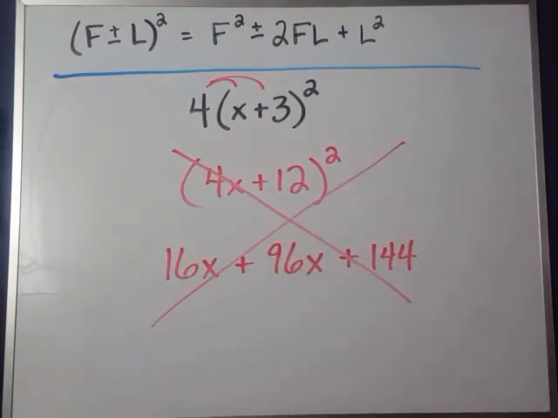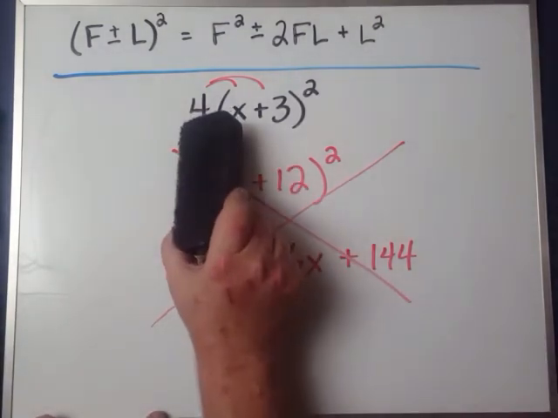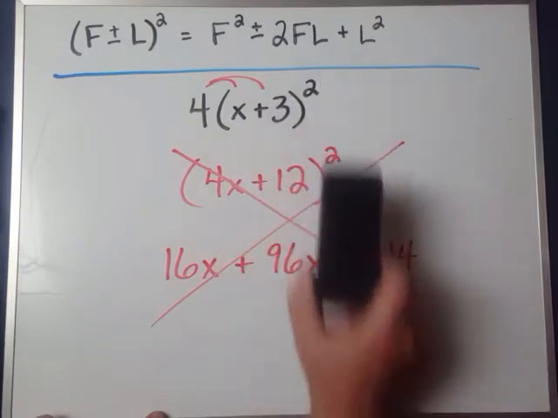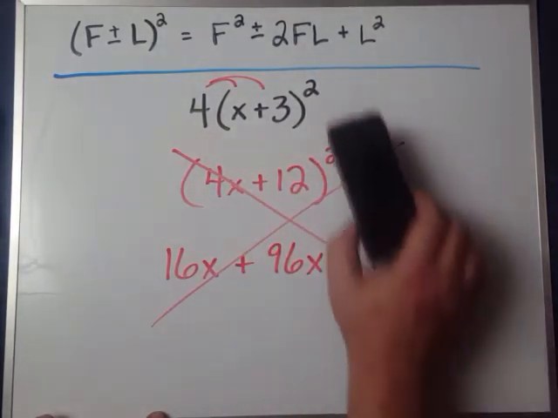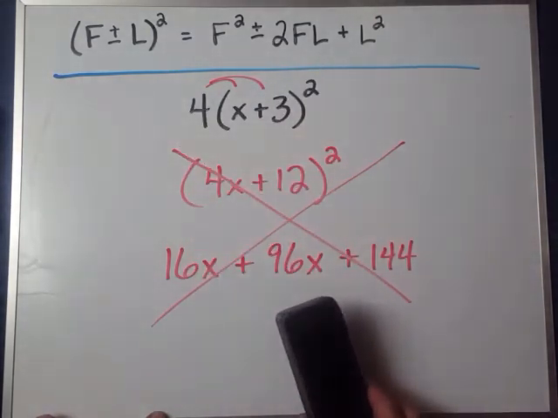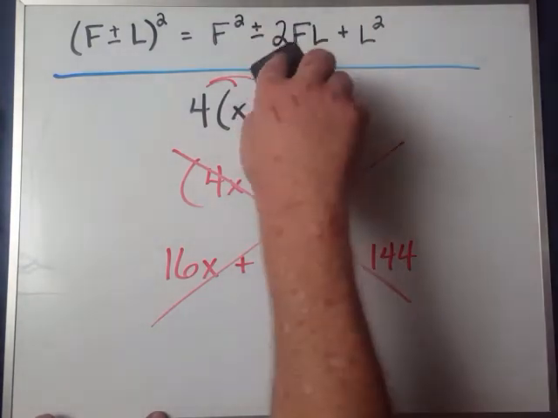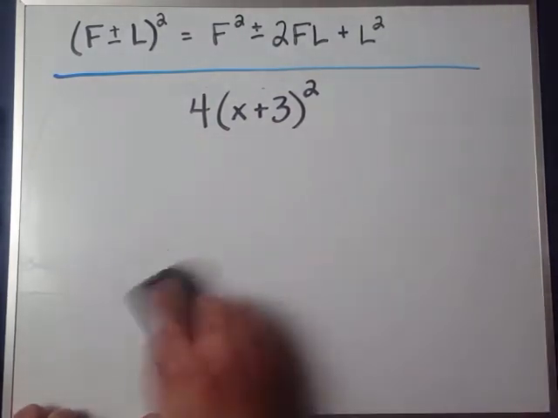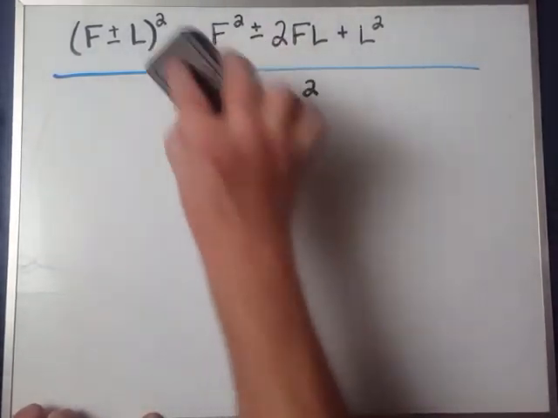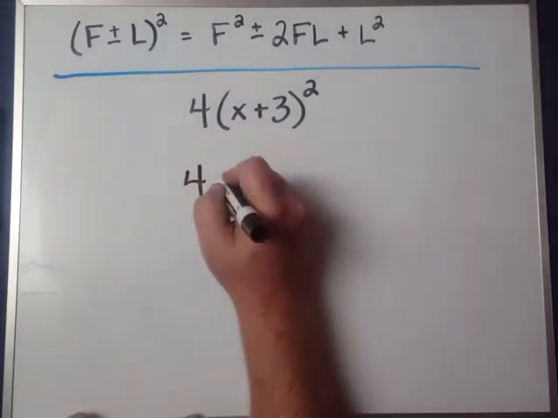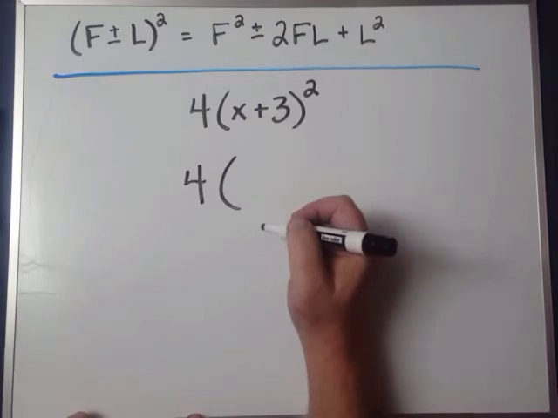Now what's the problem? Well, I violated the order of operations. I multiplied 4 times this binomial, ignoring the power. Order of operations says I must deal with this power before I can consider multiplying by that 4. So the first thing I have to do is square this binomial. Then I can come back and distribute the 4 to whatever I get. So we have this 4 out front times now whatever we end up with.